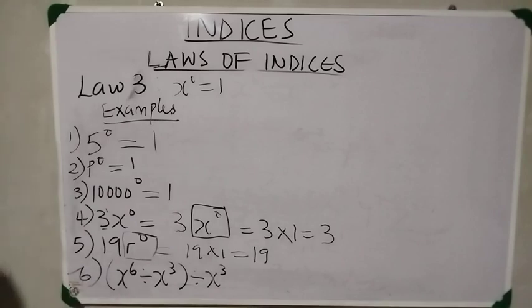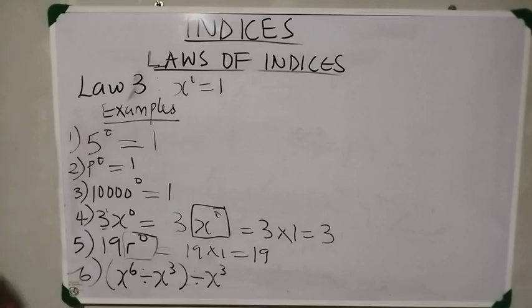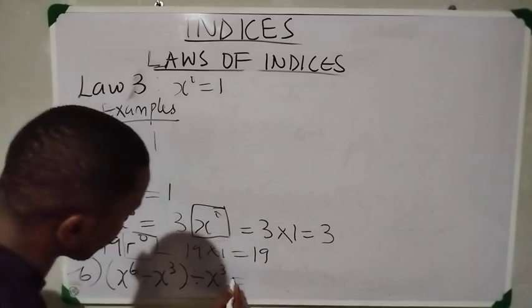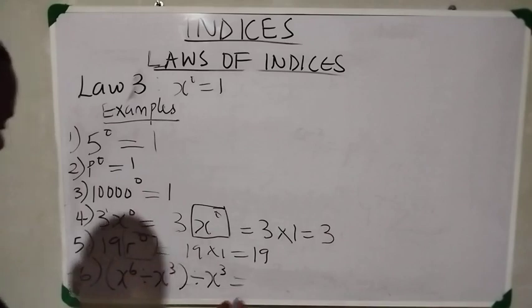Now let's look at the sixth example. The sixth and final example. It actually is going to make use of our knowledge of law 2, which we did in the last video. Alright? So this is s raised to the power 6 divided by s raised to the power 3, also divided by s raised to the power 3. Now, if you remember that law of indices we just solved, I'm going to solve this at the top. But let's start from the bottom first.